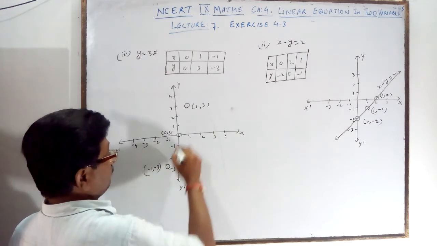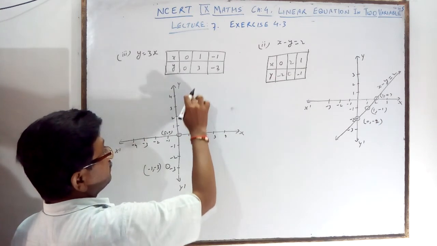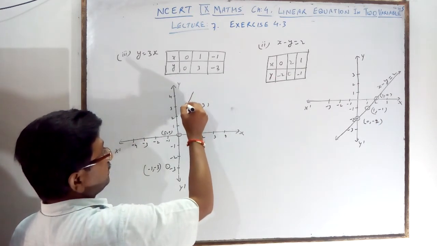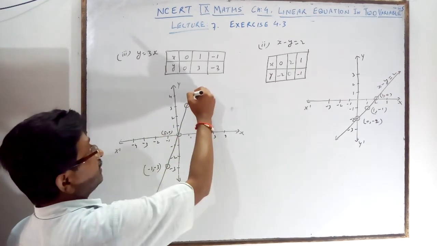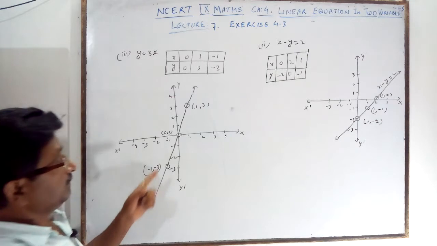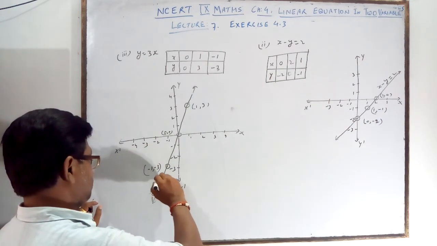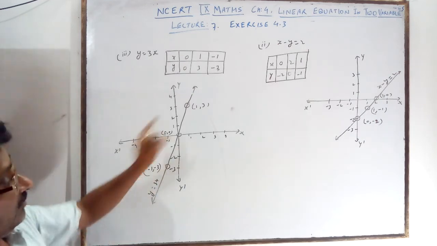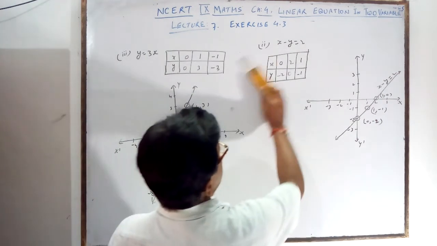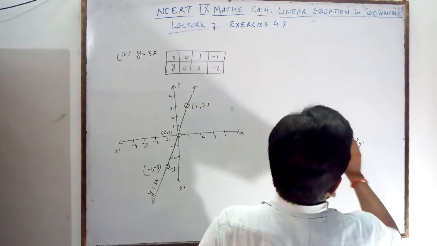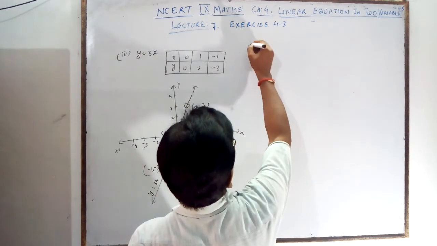So when you join this, you will get a line which is passing through the origin, and it is your graph. What is the equation? Y is equal to 3x. This is the equation y equal to 3x. Fourth part of this question is given. Simply you can draw the fourth part.